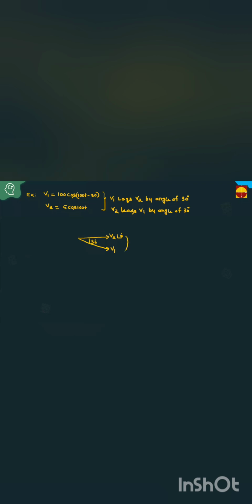Now we are measuring in the clockwise direction. If you measure in the counterclockwise direction, take leading. If you are measuring in the clockwise direction, take lagging. Leading, you have to take the angle as positive. Lagging, you have to take the angle as negative. Now we are measuring in this direction, then V1 lags V2 by an angle of 30 degrees. V2 leads V1. Or if we are measuring like this, V1 lags V2.